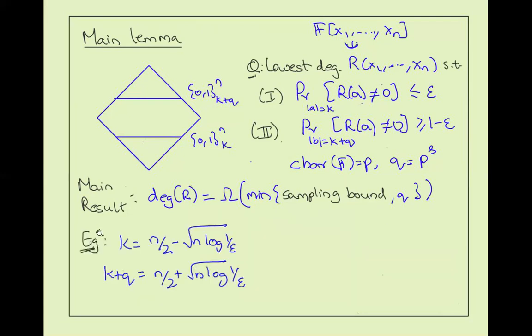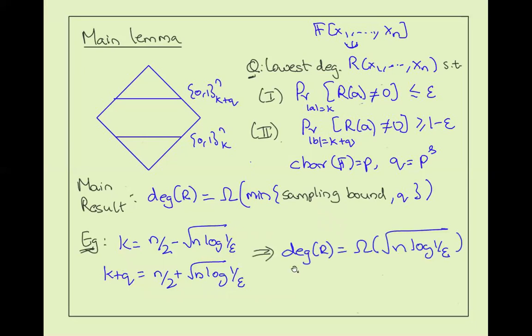Imagine, for example, that k is set so that k is like n/2 minus something like square root n. Take epsilon to be a constant for the slide. Assume that k is something like n/2 minus square root n and k plus q is something like n/2 plus square root n. In this regime, one can actually show that both the sampling bound and the q bound give the same thing. Both of them yield a lower bound, and the minimum of the two yields a lower bound of something like square root n.